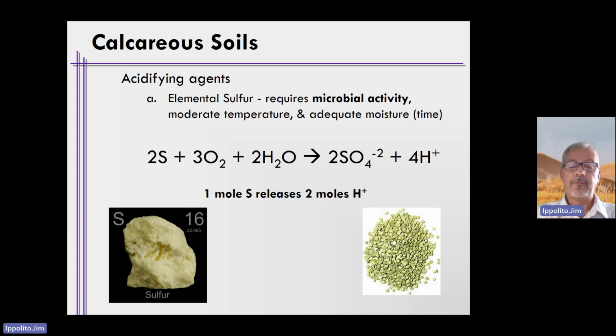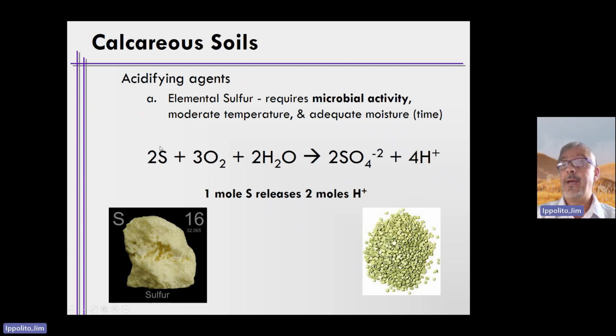You can use several types of acidifying agents. You can use elemental sulfur. Elemental sulfur works well, but it requires microbial activity. So this is not going to do anything for you in the late fall and winter and early spring months, because you need microbial activity to degrade or convert sulfur from the elemental form to sulfate. And you need moderate temperature, and you need adequate moisture, i.e. you need time. But it does work.